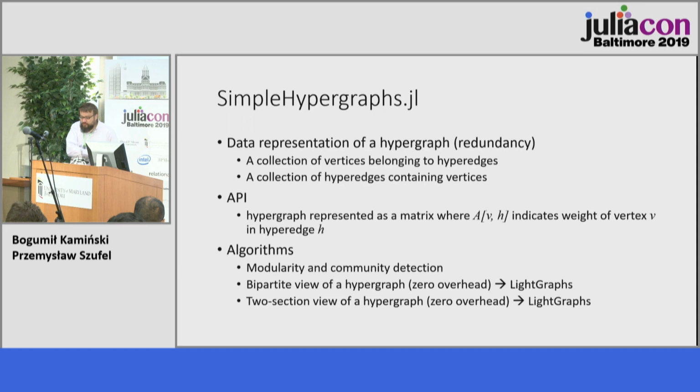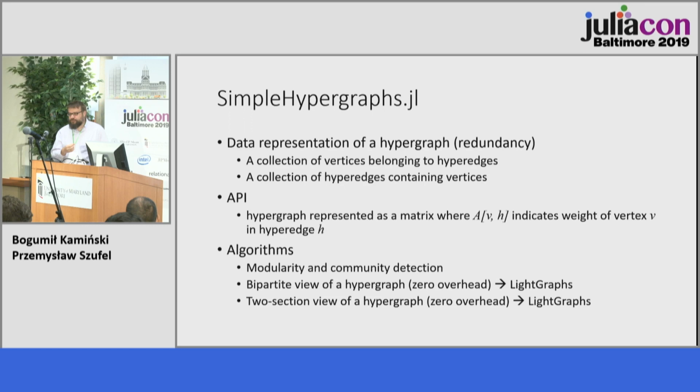In hypergraphs, we represent the data as a collection of vertices and a collection of hyperedges. We have decided to use data redundancy because of performance issues. We have provided an API that uses matrix-like notation, so we have overloaded operators for matrix manipulation. It will be seen in a minute. And we are developing several algorithms to analyze this graph. Currently we are working on algorithms for hypergraph modularity and community detection. So on this hypergraph data, we want to be able to detect communities. And we are also developing bridging points for normal graphs.